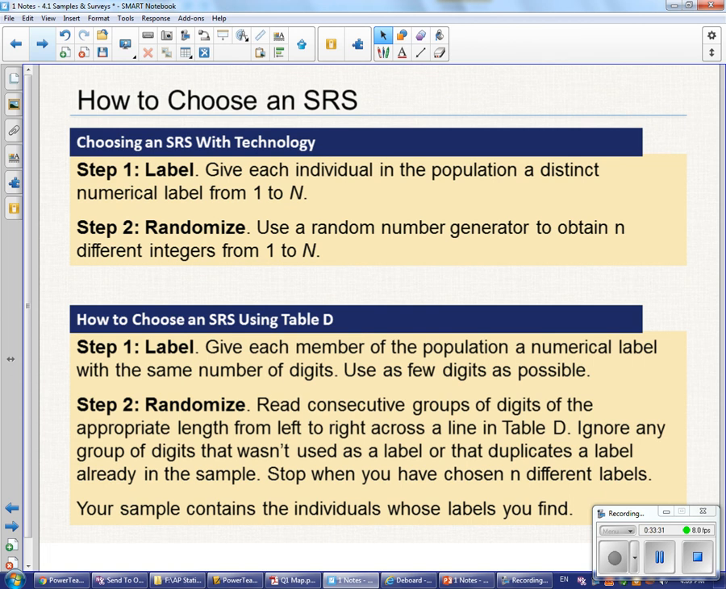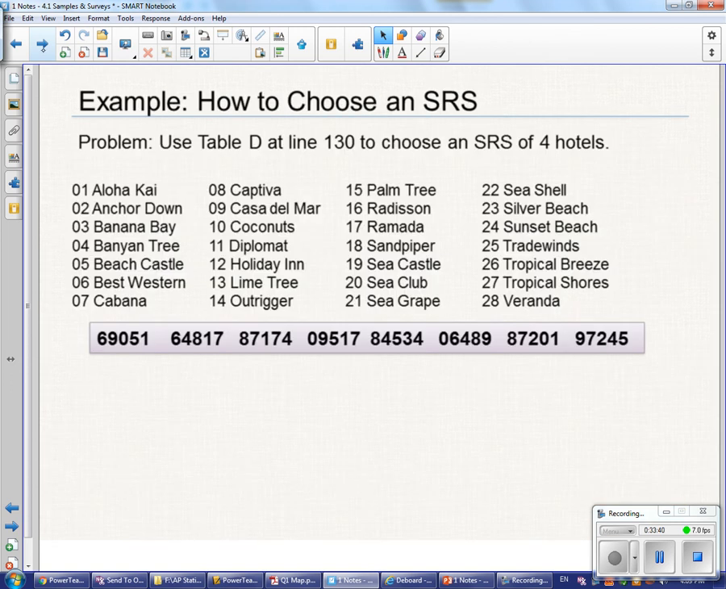After you've given everybody a label, then you actually look at a table of random digits. You pick a place to start, and then you just start looking at digits. The easiest way for me to do this would just be to go ahead and give you an example. So here is a list of hotels at a popular tropical vacation spot. There are 28 hotels, and I want to choose a list of 4 hotels.